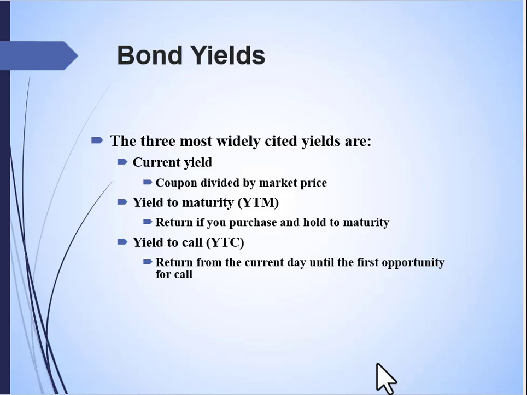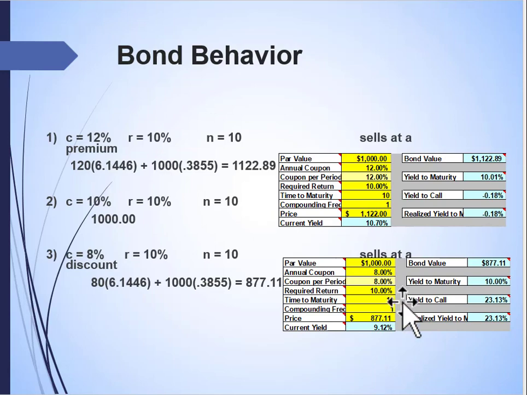So let's see some more examples. So we have a coupon of 12%, required return of 10, time 10. What's the value of this bond? The value of this bond is $1,122, right? So that's the price you'd be willing to pay for this bond.